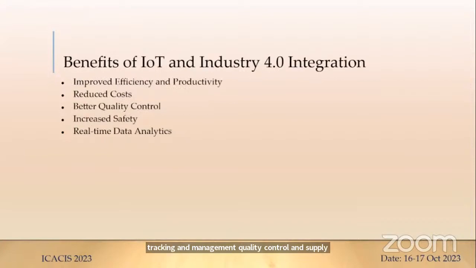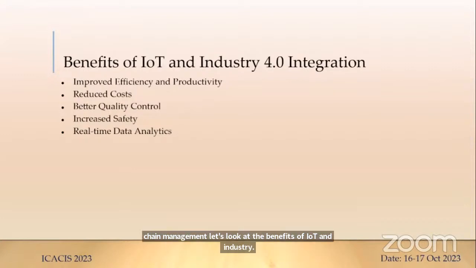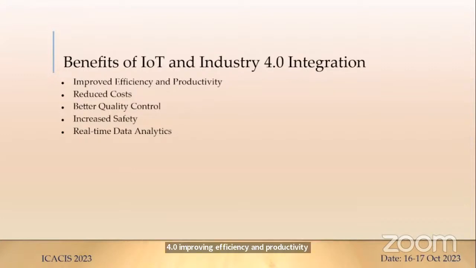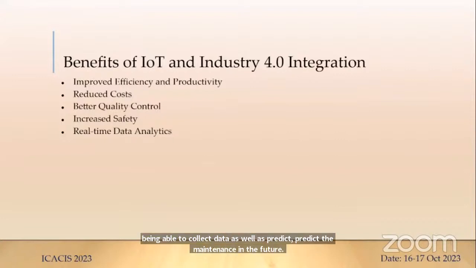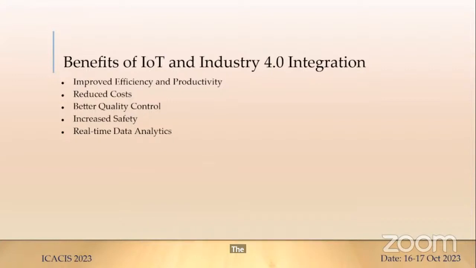Let's look at the benefits of IoT and Industry 4.0. Improving efficiency and productivity. So being able to collect data as well as predict the maintenance in the future, the industries can create products more efficiently with less cost, which comes to the second point, reduced cost. So if the companies are able to mitigate future issues with machines, predict anomalies in the system before any issues happen, it can greatly reduce the cost.